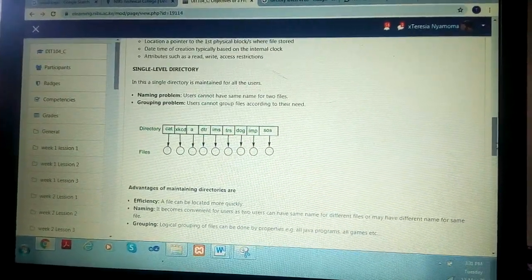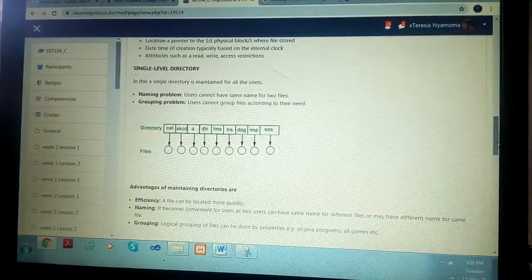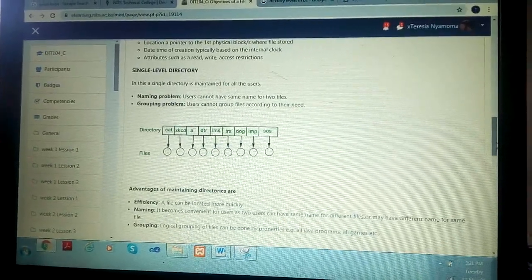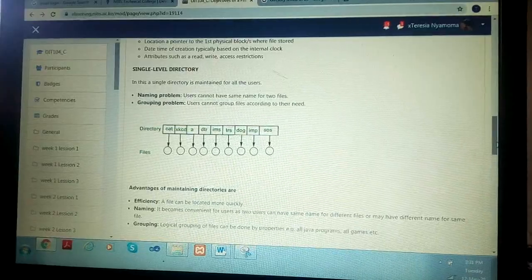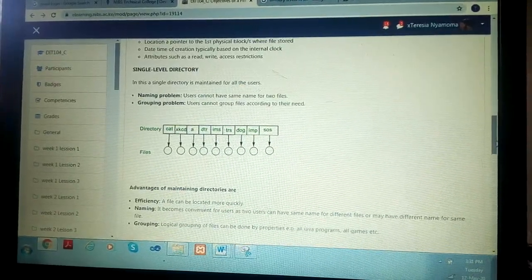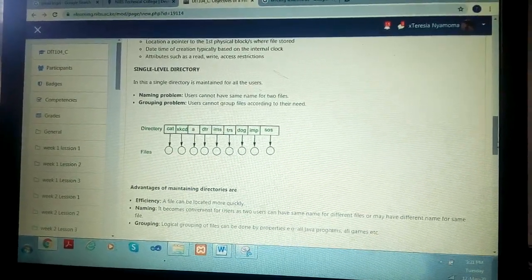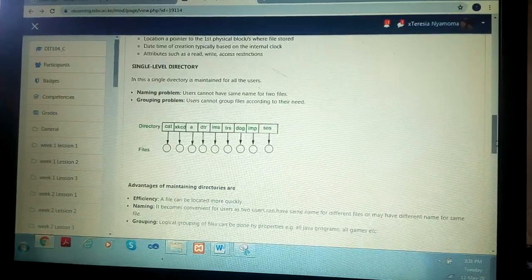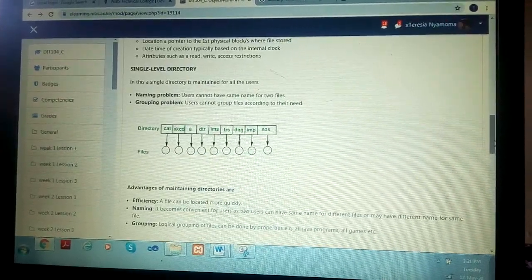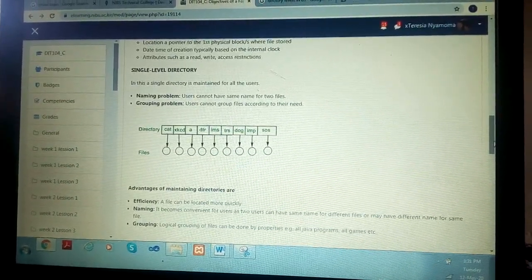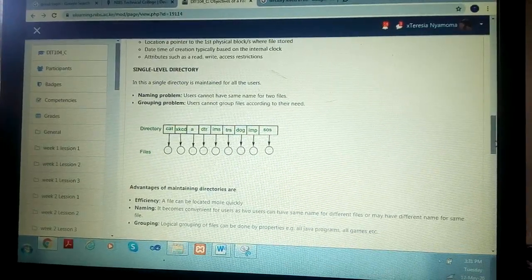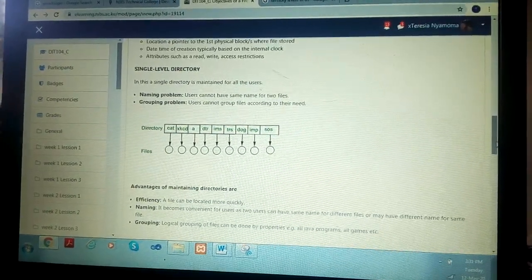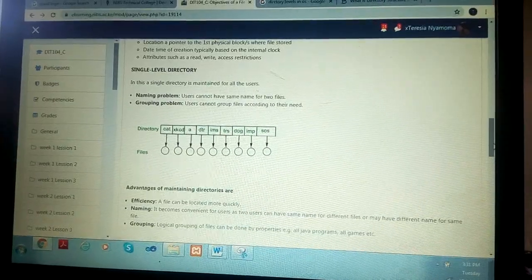I'll start by looking at the single level directory. In this directory, we have only one root directory, that's the main directory, where all files are placed. So this kind of representation has a problem, like duplication of files is not possible with the same name. Each file must be represented by its own name.